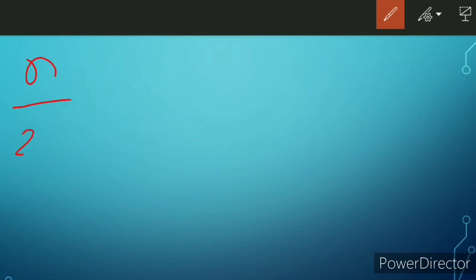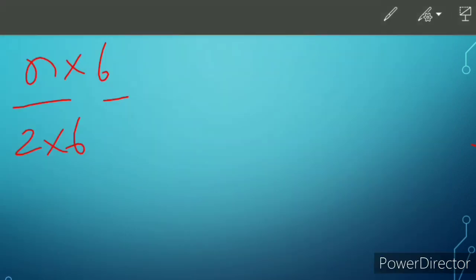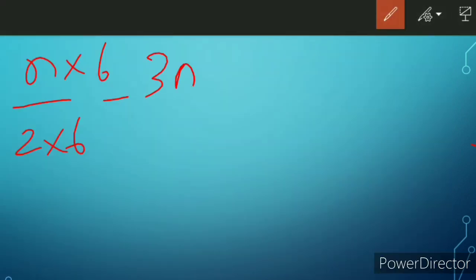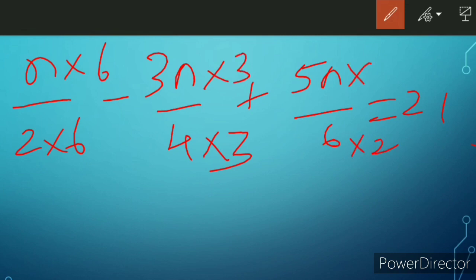n by 2 into 6 into 6, minus 3n by 4 plus 5n by 6 equal to 21. 4 we will convert to 12, into 3, so the numerator also into 3. 6 into 2, 5n into 2.